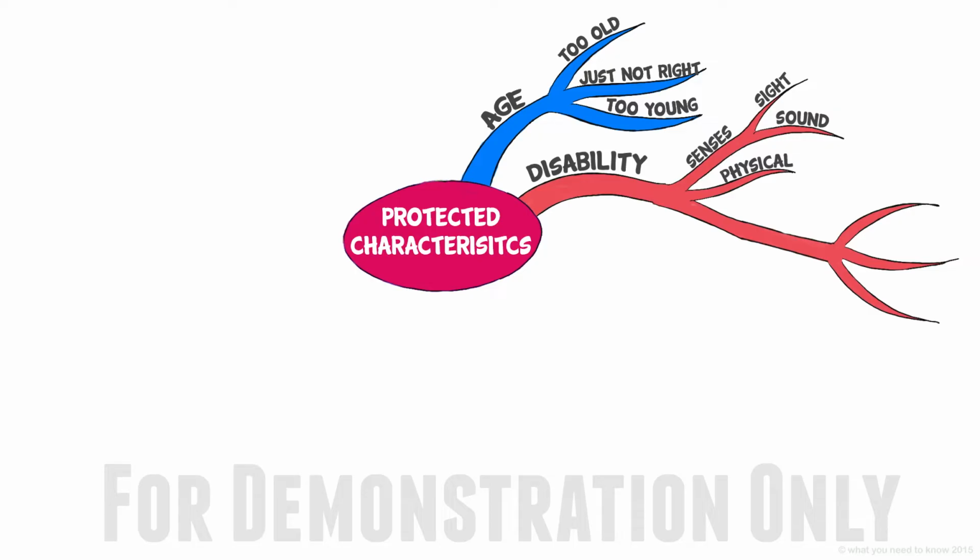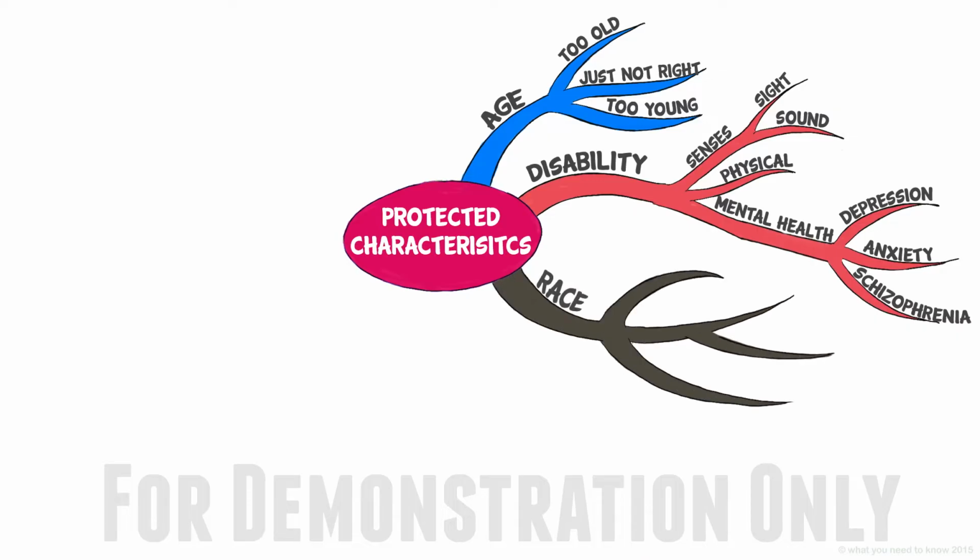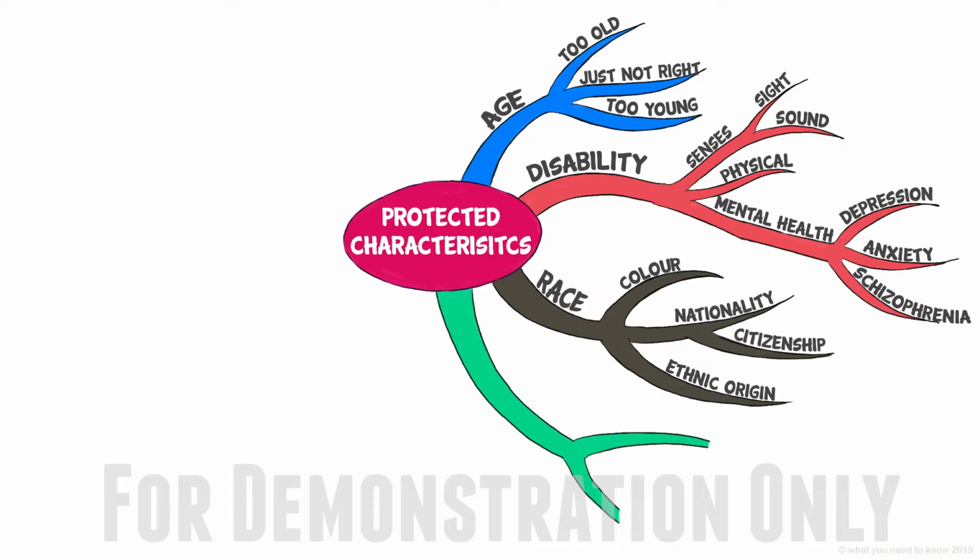A disability could be to do with the senses, like a visual or hearing impairment, or a physical disability, perhaps something that restricts a person's movement. And there are also mental disabilities such as schizophrenia, anxiety, or a disability caused by depression. Race includes colour, nationality, citizenship, and ethnic or national origins. There are lots of cases where people have been discriminated against because of their religious or philosophical beliefs, but it's also illegal to discriminate against someone because they have no religious or philosophical beliefs.